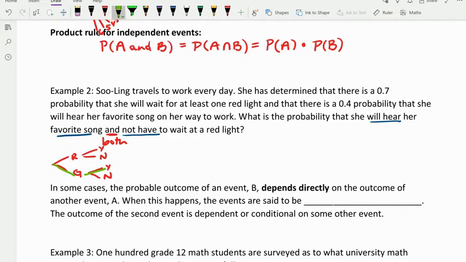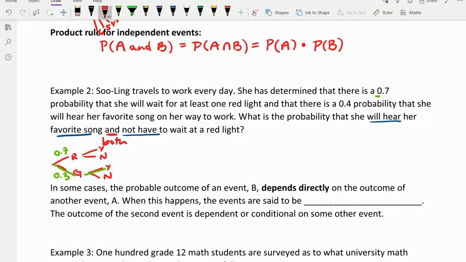However, my probabilities of red versus green are not equally likely. It says it's 0.7 that she's going to have to wait for a red light, which means this pathway of red light has a different probability than a green light. So these two will always add up to a total of 100% or 1. And so if we know that a red light is 0.7, the opposite of that, the green light, would be 0.3. So we can't actually use a tree diagram in this example.